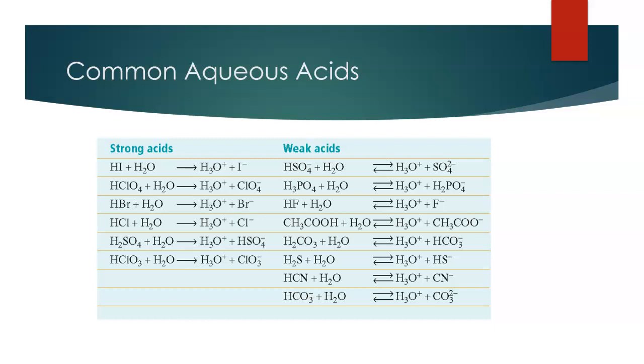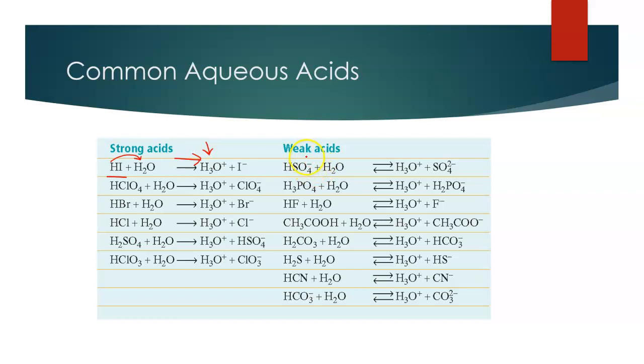Some strong acids you see on the left and weak acids on the right. A strong acid like hydroiodic acid in water is going to completely ionize. The hydrogen is breaking off of the iodine and going to the water. All of these are forming hydronium, and then their ion is all by itself. You notice that it's a forward reaction only, and we don't see any backward progression.